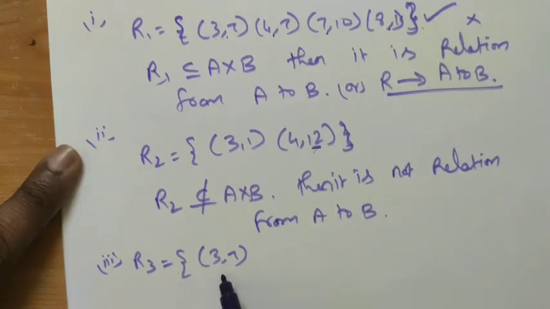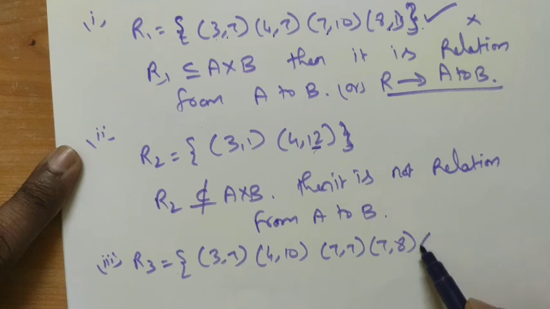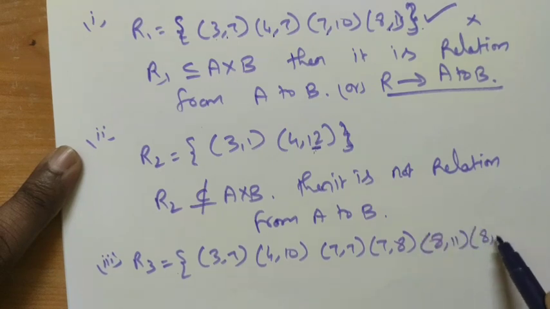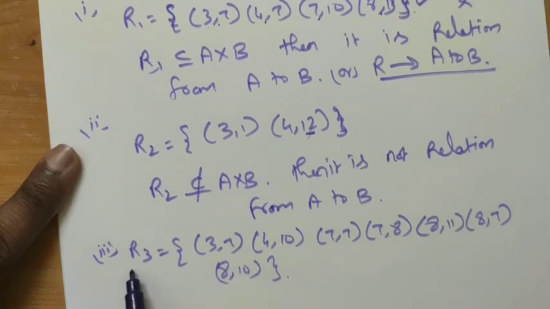Third Roman number: R3 is given as (3,7), (4,10), (7,7), (7,8), (8,11), (8,7) and then (8,10), right? This is given. We have to prove whether R3 is a relation from A to B or not.